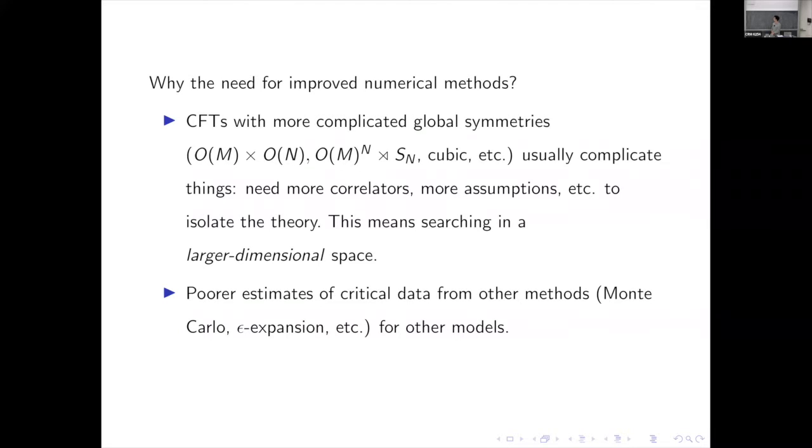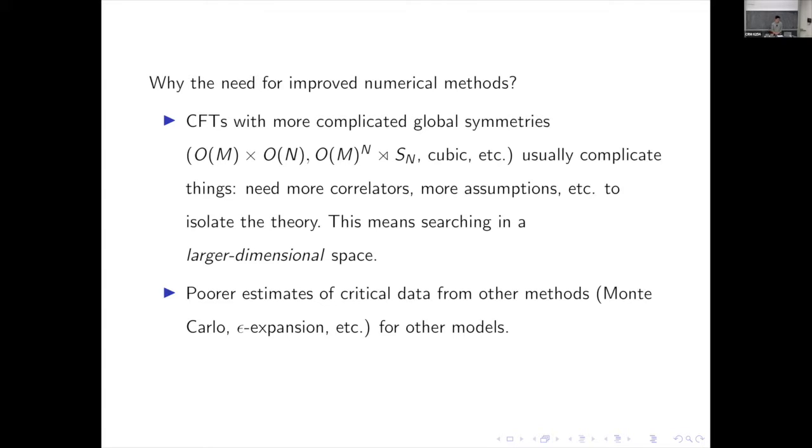This is usually going to complicate things. We saw that last week in Shai Chester's talk. If we want to isolate a theory either in an island or at the tip of some allowed region, then we're going to usually need more correlators or more assumptions. And this is usually going to mean searching in a larger dimensional space.